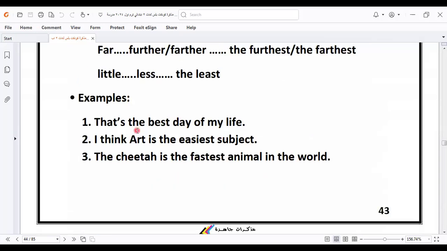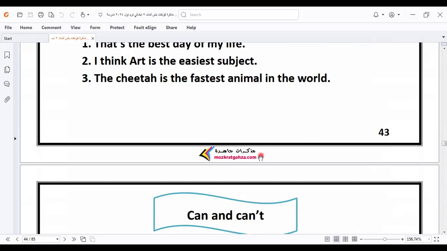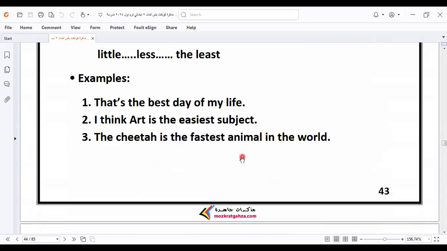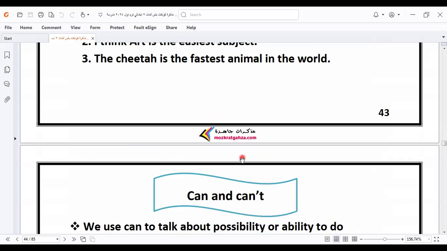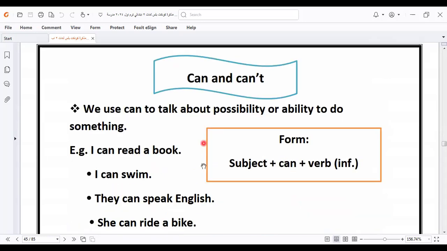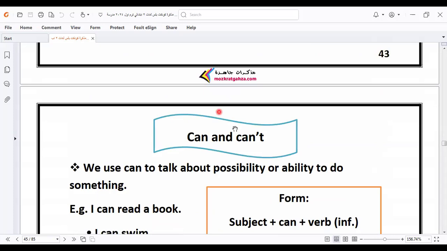Okay. Here we have: that is the best day of my life. So I see this day as the happiest day of my life, so I'm expressing that this day is a nice day. Okay, that is the best day of my life. I think art is the best subject. The cheetah is the fastest animal in the world. Cheetah is a kind of animal, like tiger and lion and so on.